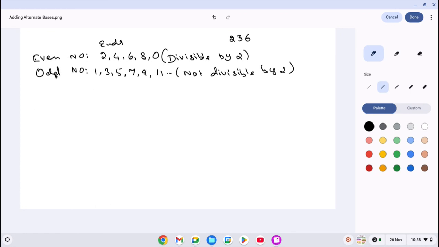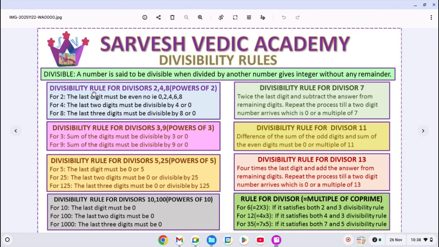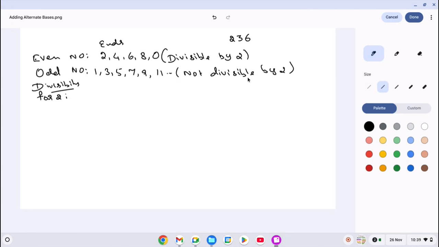Okay. So to check whether a number is divisible by 2, we have to check whether it is an even number or not. What is the clue for an even number? The last digit must be an even number. Let me see an example, 236. Check the last digit. The last digit is an even number. So we can say that yes, it is divisible by 2.